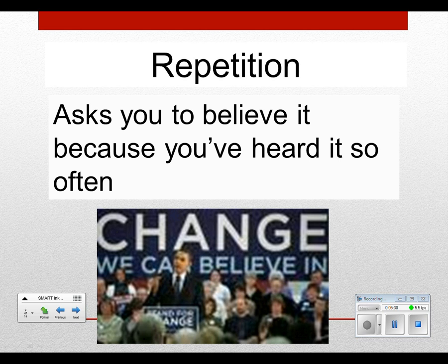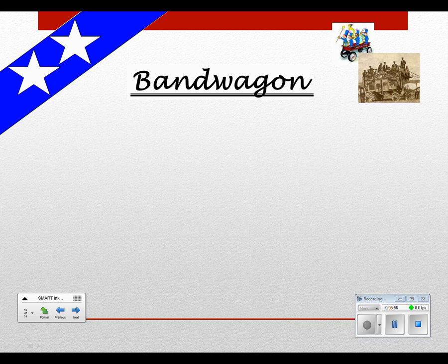Repetition. This is where you repeat something over and over again, and you want somebody to believe it because they've heard it so often. Change you can believe in. Campaign slogans usually try and come up with this kind of stuff. Bill Clinton said, "Don't stop thinking about tomorrow," was his campaign song. You repeat something over and over again, it tends to stick with the voters. So you'll see that with ads, just having a little phrase for everybody to support.